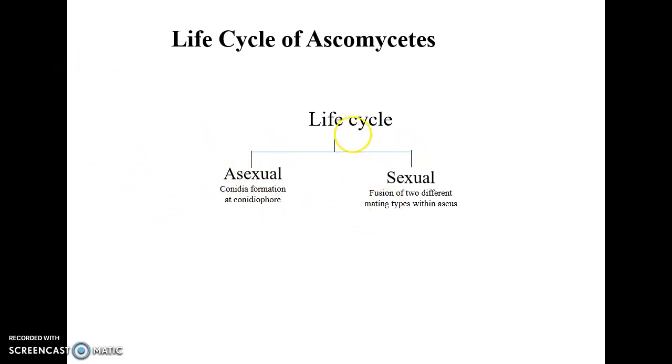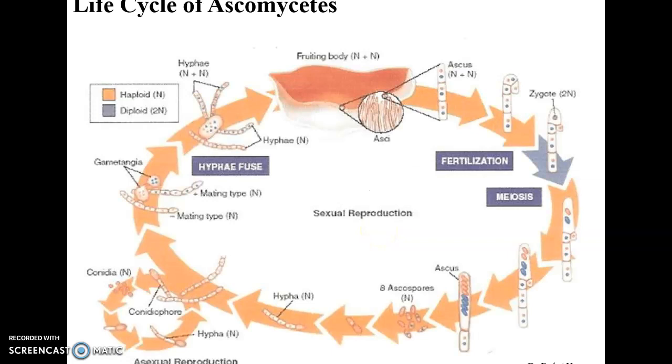In the case of sexual reproduction, as you all know, there is fusion of two different mating types, and that fusion takes place within the ascus, which is the specialized type of fruiting body present within the Ascomycetes. You can understand the life cycle of Ascomycetes very clearly with this diagram.